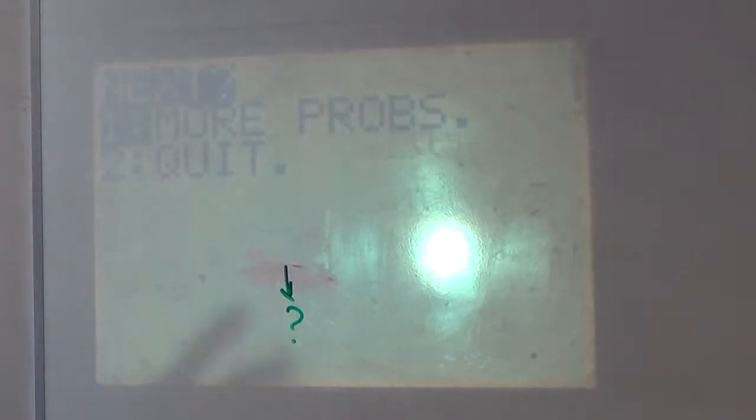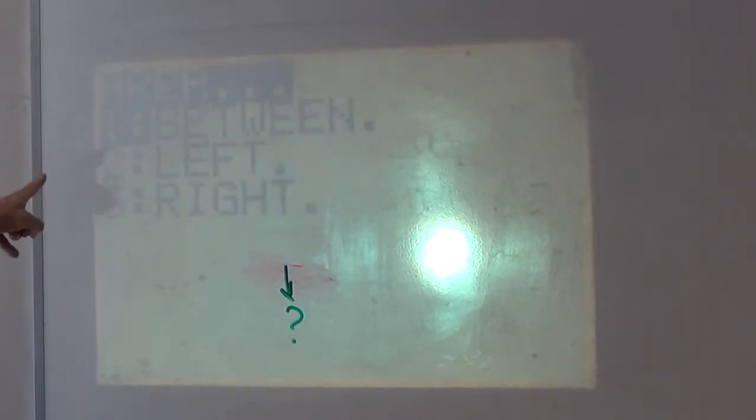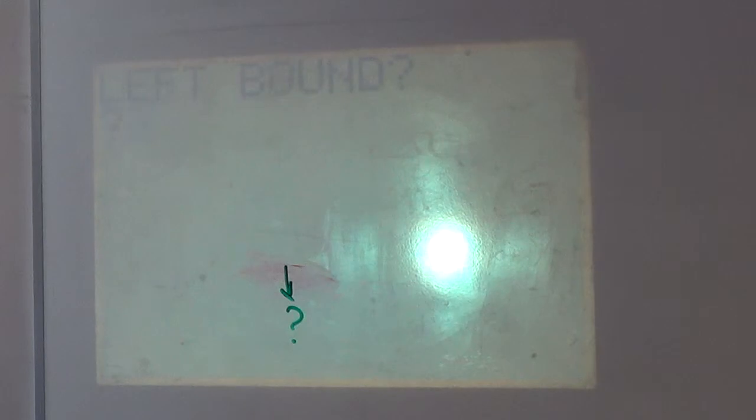So you went to more probs. Lydia went to more probs, forward, between. What'd you put in for your left bound? 0.6777 and a lot of sevens, and then after that it doesn't matter what I put. I always do the same thing. And then you put 0? Yes.